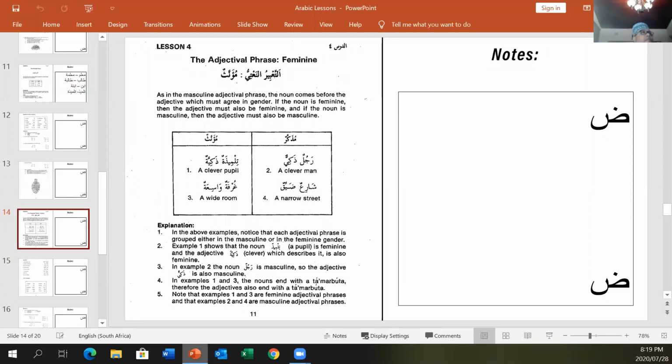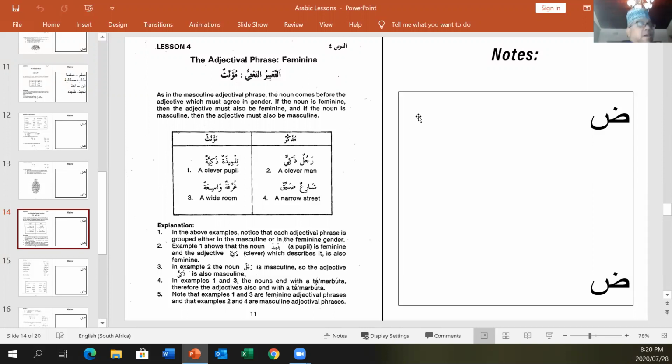Then if we look at something else, for example, when we go further, number 3, we say ghurfatun, that is a room, wasi'atun. See? Ghurfatun wasi'atun, meaning a wide room. Ghurfatun is a room, wasi'atun, therefore we'll have to also take the ta marbuta to agree with the noun there, and where they agree is because of the ta marbuta there. Because wasi'un is the masculine form of wasi'atun.